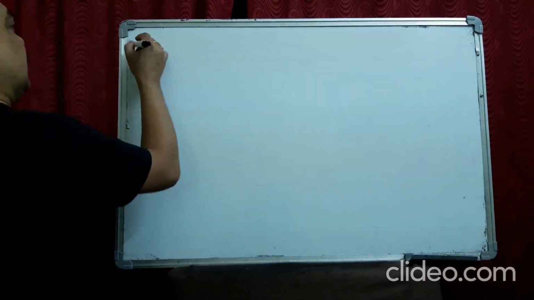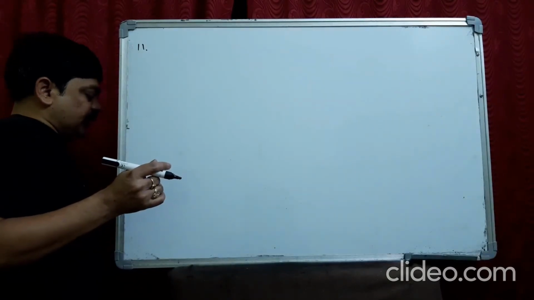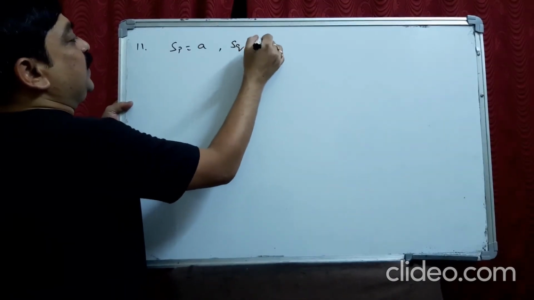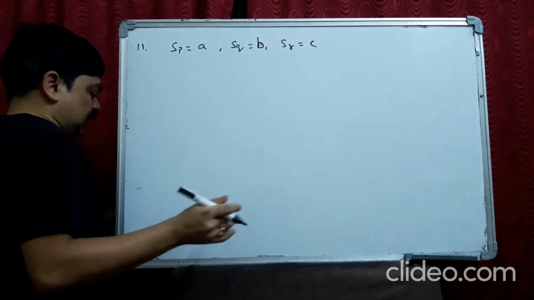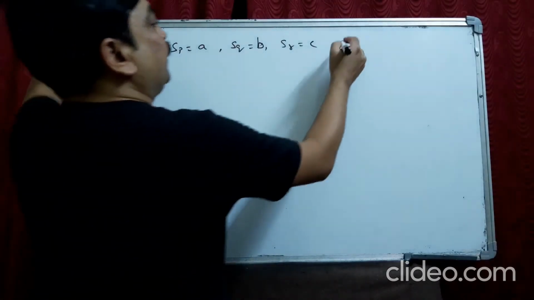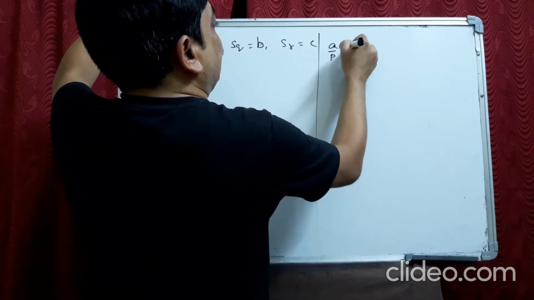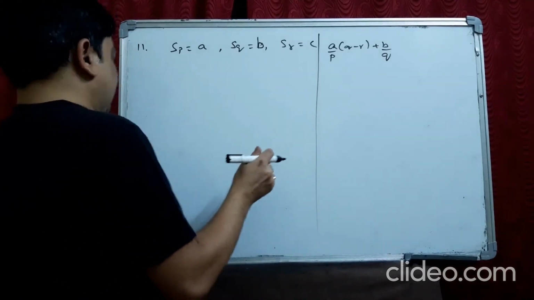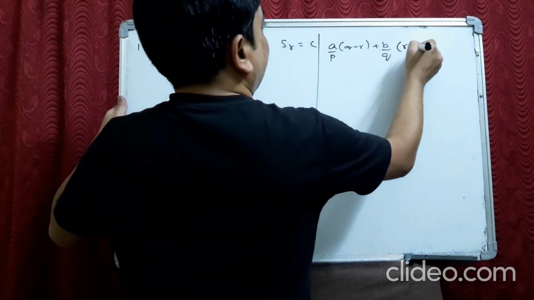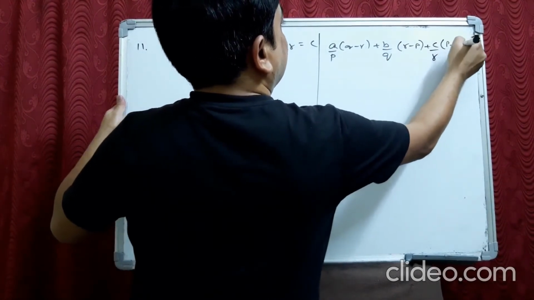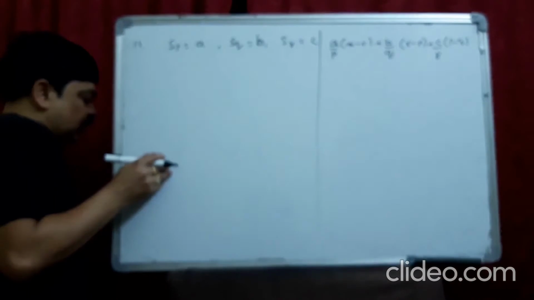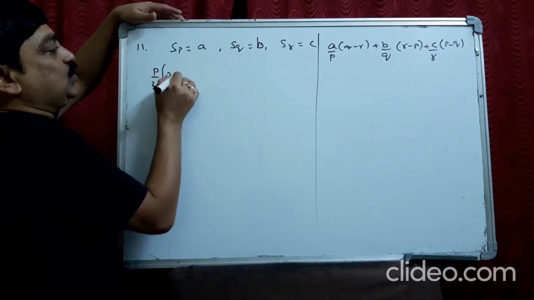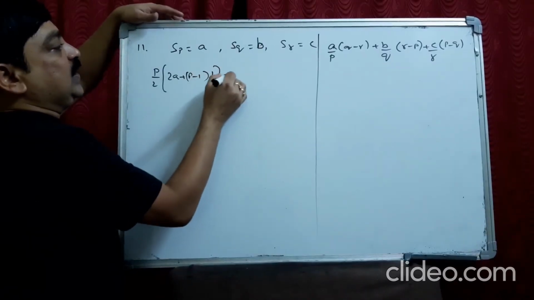See the next question. 11th question, what did they say? Sum of first p, q, r terms are A, B, C. Okay. SP is equal to A, SQ is equal to B, and SR is equal to C. And you are asked to prove something: A by P into Q minus R plus B by Q into R minus P plus C by R into P minus Q should be equal to 0. Okay, let us see. SP is equal to A.